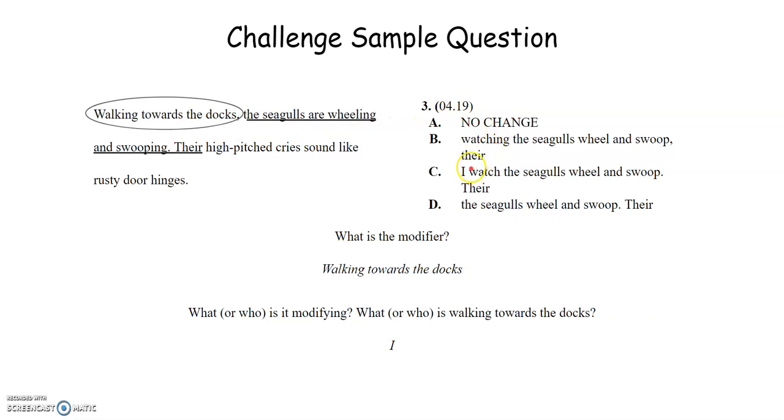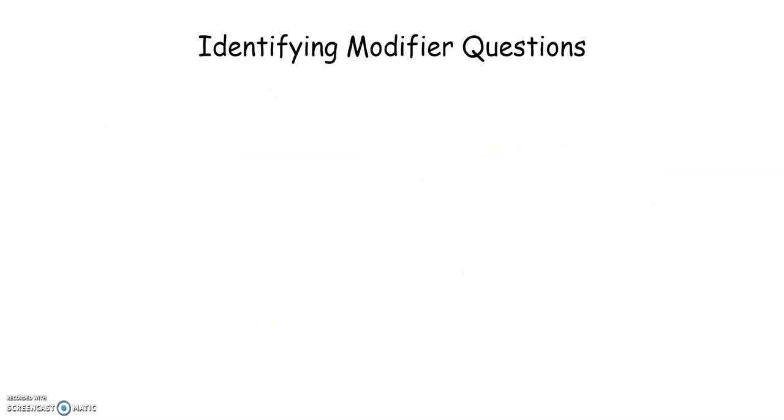That actually came from answer choice C, because I know it's not the seagulls, so I can eliminate A and D, and then we're down to B and C, and we need a noun for the modifier to describe, which B does not have for us. So our correct answer choice here is going to be C, and that is that.